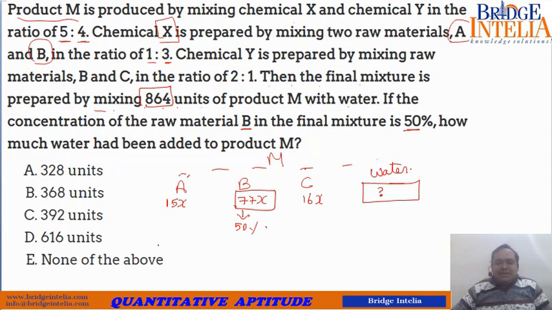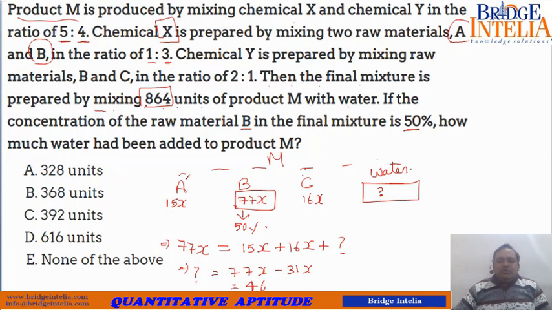So it means 77x should be exactly equal to the other 50%. So this is 100%. If this is 50%, the sum of the remaining 3 will also be equal to 50%. So 77x must be equal to 15x plus 16x plus the missing figure. The missing figure means the quantity of water that we are going to add. So the missing figure comes out to be 77x minus 31x, that is equal to 46x.